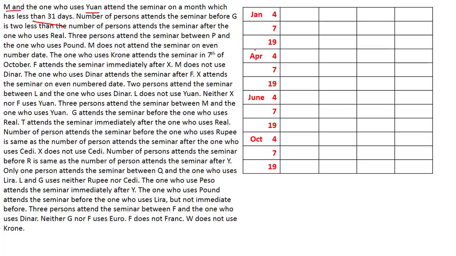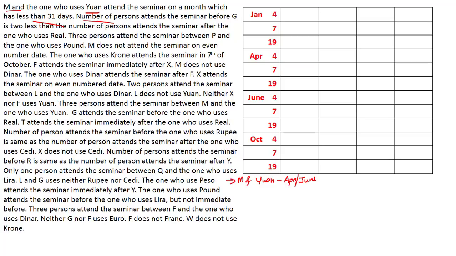If you are going to put this information, it is going to make so many possibilities. So that is why we are just going to keep it on hold. So therefore let me write it here. M and the one who uses yuan, these 2 persons are going to attend the seminar either in the month of April or in the month of June. Okay, this is the first information which is given.